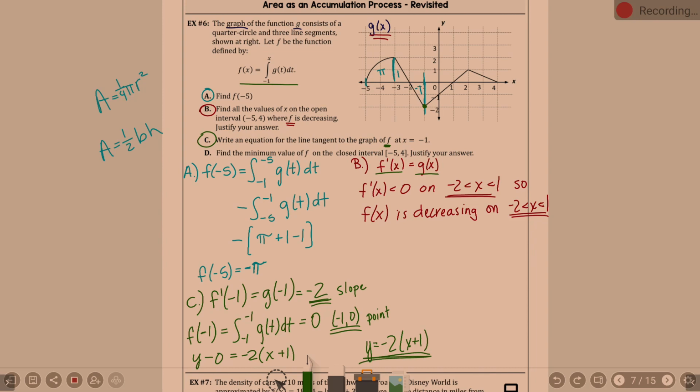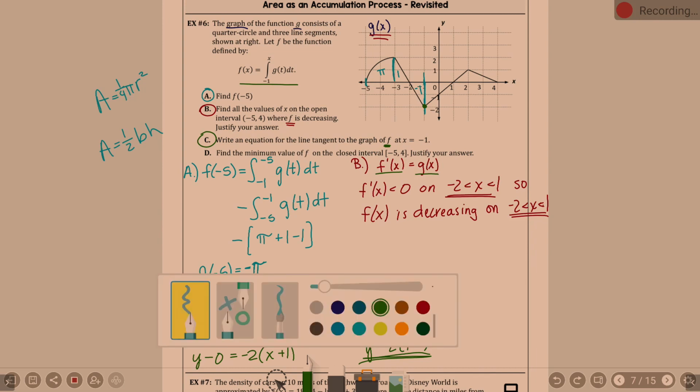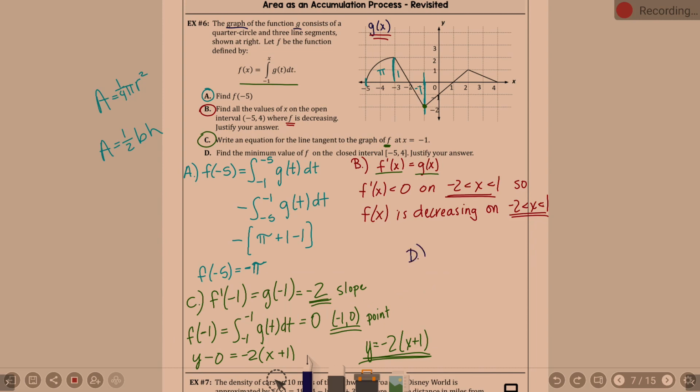And D. Good point, if we can get to 7, it's quick. Okay, D. Find the minimum value of f on the interval -5 to 4. Justify your answer. It's either -2 or 1, because those are right. That's right, right? -1.